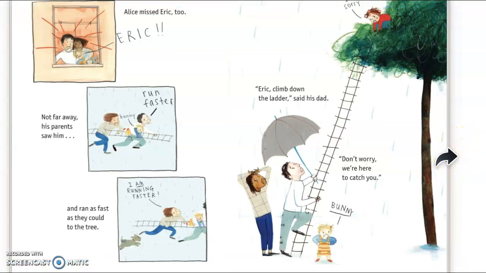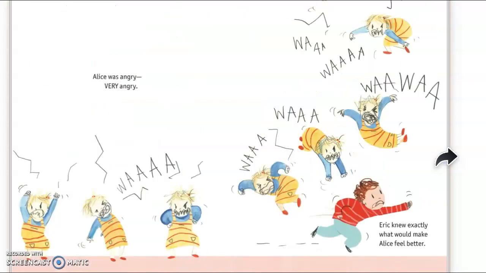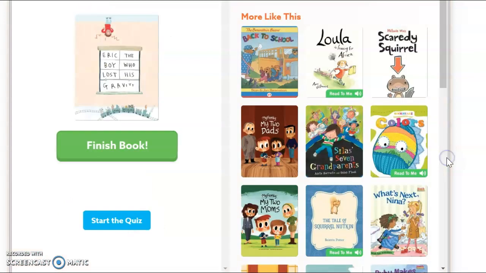She's not happy now. Eric slowly climbed down the ladder to his parents. We're so glad you're back, they said. I'm so glad I'm back, said Eric too. As they went home, Eric saw that something was not right. Where's Bunny? He asked his sister. Alice couldn't remember. Go away, she shouted. Alice was angry, very angry. Eric knew exactly what would make Alice feel better. Bunny! and they went off to play.